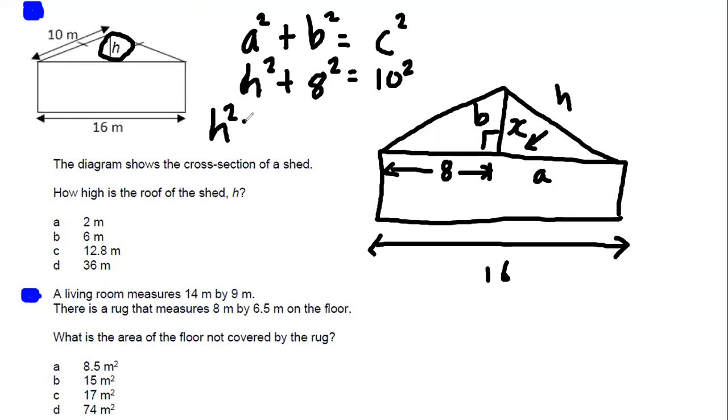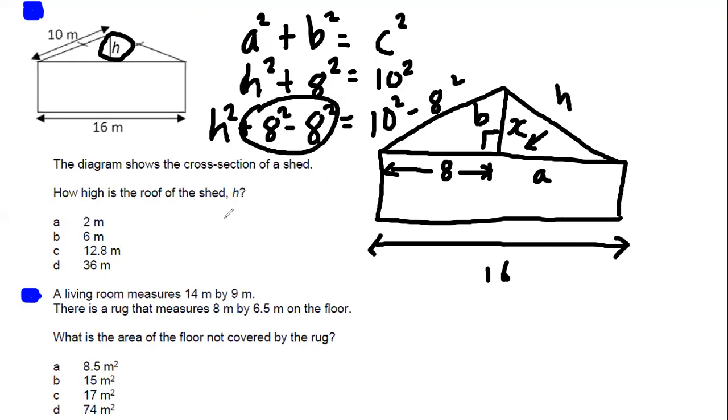So H squared plus 8 squared, subtract 8 squared, equals 10 squared minus 8 squared. And what will happen here? This will cancel out. So H squared is equal to 10 squared minus 8 squared. Now what is 10 squared? Isn't it 100? And 8 squared is what? 64. What is 64 from 100?